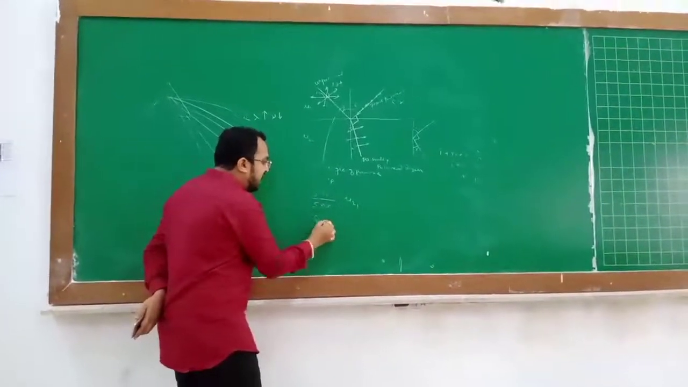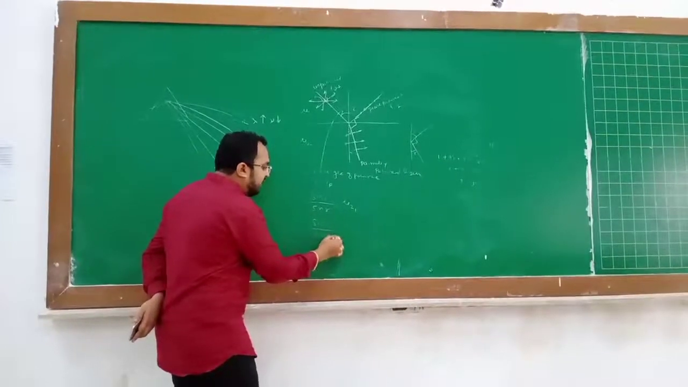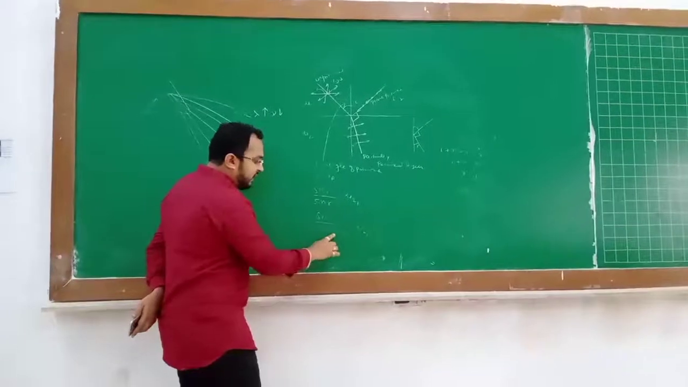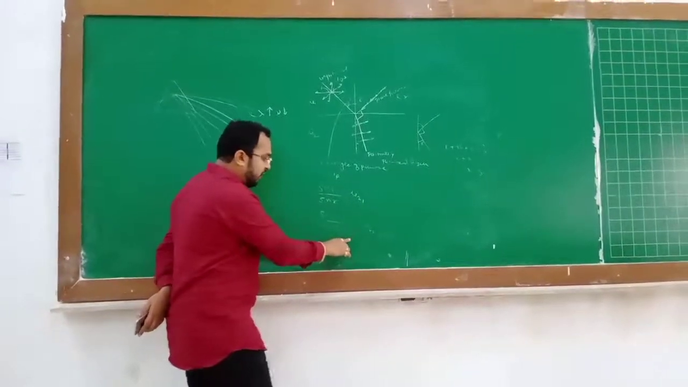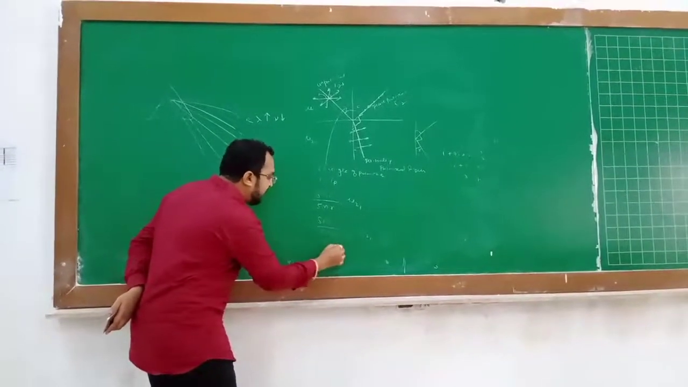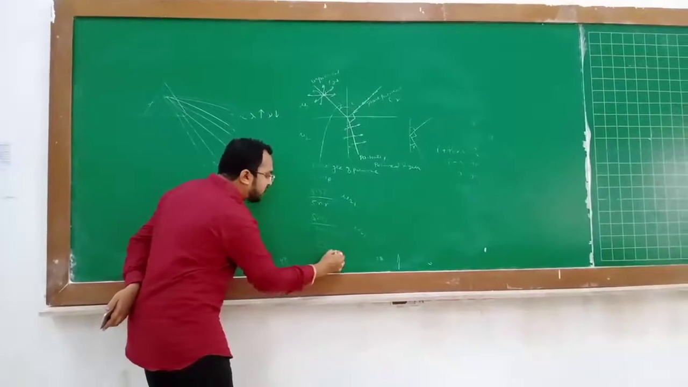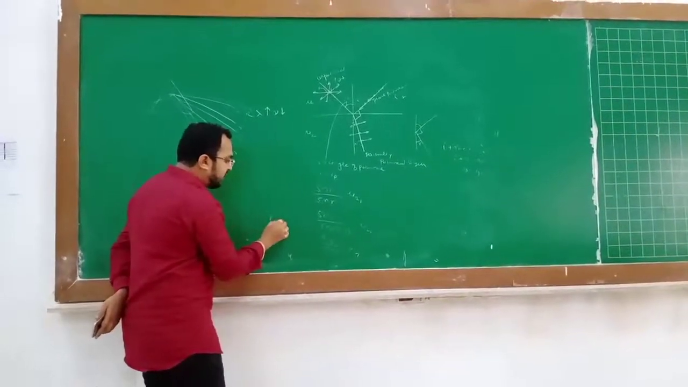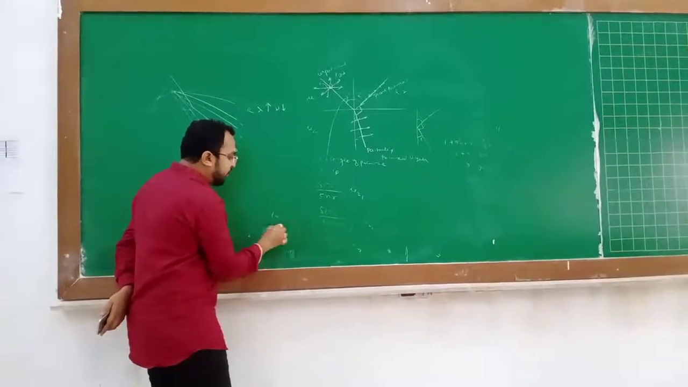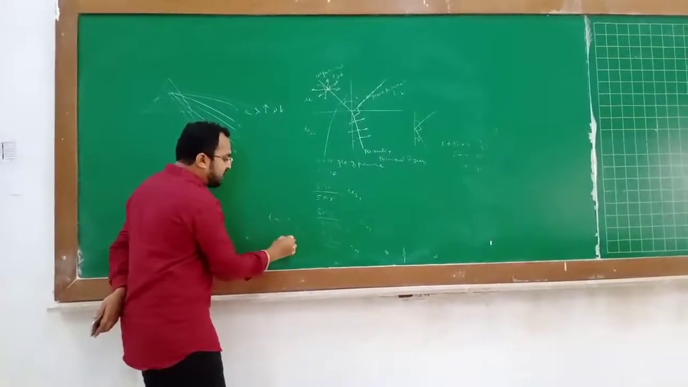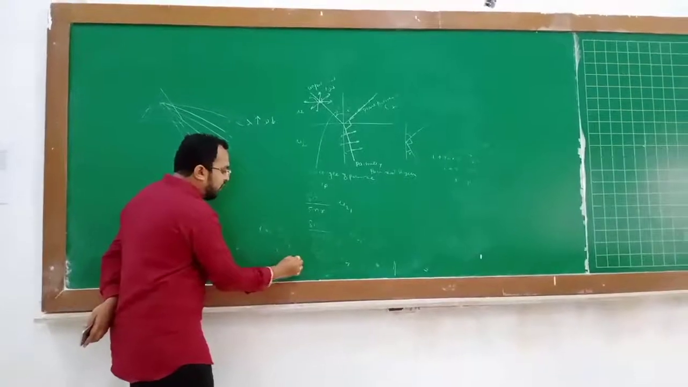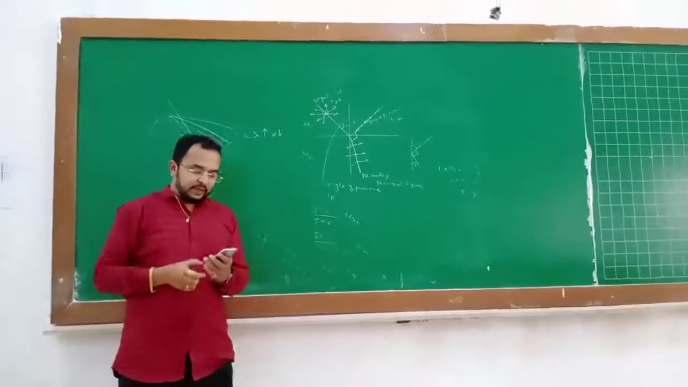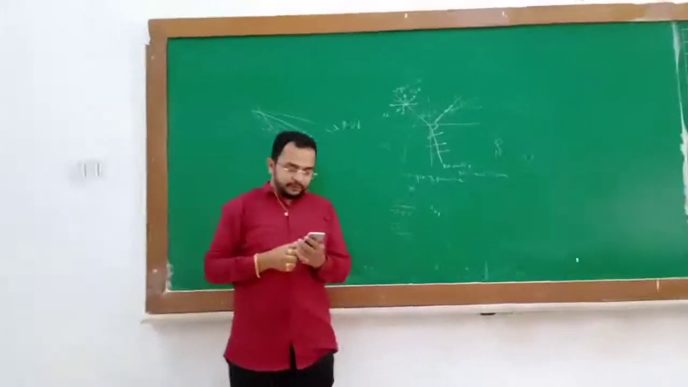So sin i upon sin(90 minus i) is equal to mu 2 to 1. Sin(90 minus theta) is cos theta. So it will be sin i upon cos i is equal to mu 2 to 1. Sin i upon cos i is tan i, which is equal to mu 2 to 1. Here i is equal to tan inverse of mu 2 to 1, and this is called Brewster's law.